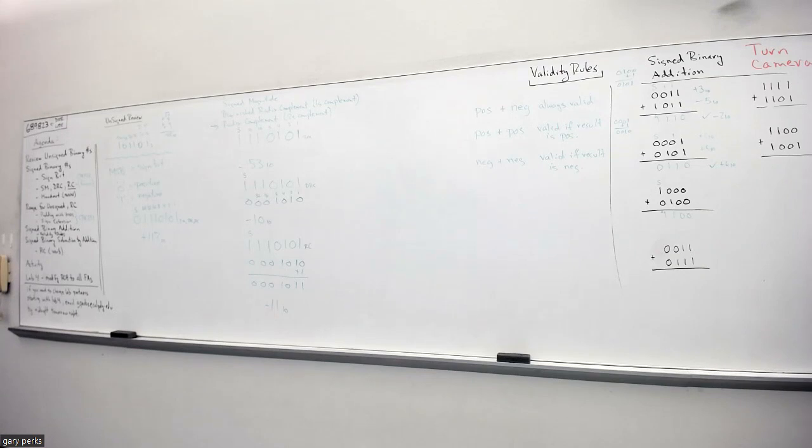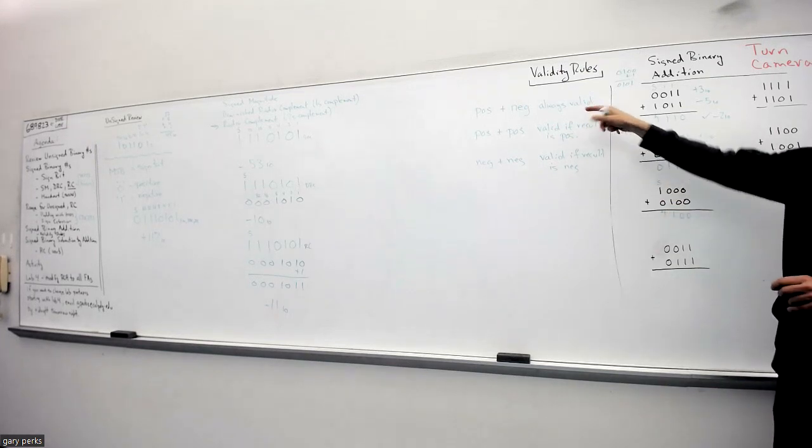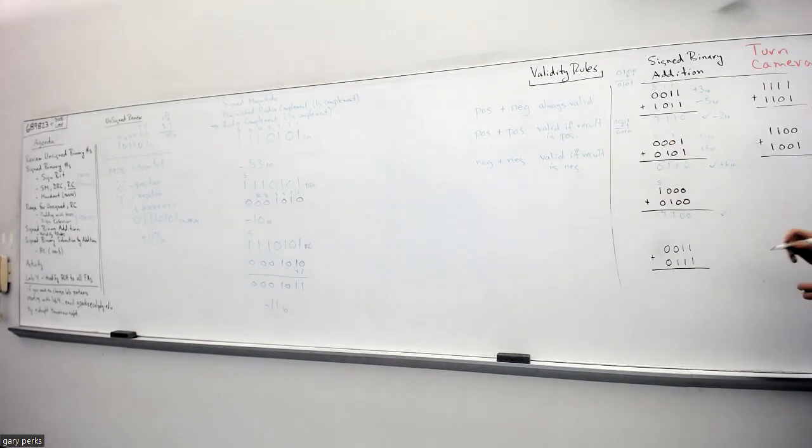Okay, is it valid or not? Valid or invalid? Why? Yeah, we're adding a negative and a positive, which is always valid. Okay, let's double check with base 10.